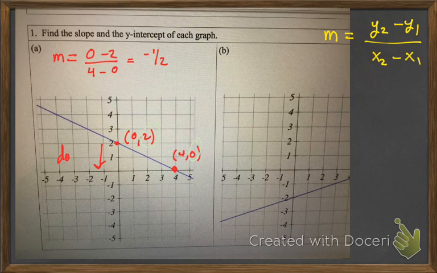Now the other way to think of it is the rise over the run. We always travel to the right when we're talking about this. To get from (0, 2) to (4, 0), we have to go down 2 and to the right 4. That gives us again negative 2 over 4, which reduces to negative 1/2. The y-intercept is (0, 2).